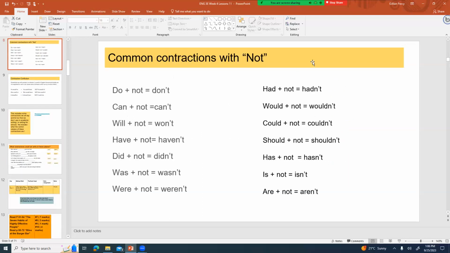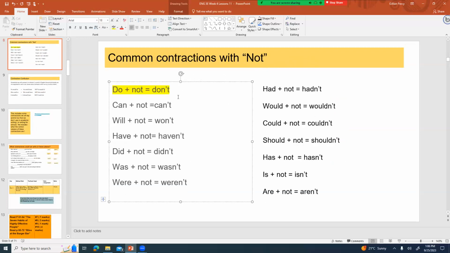All right. There's also some ones that we use with not. I feel like that's almost where you hear them more often. And there's a few ones that I find are really confusing for some people because they kind of break the rules. So that one, do plus not becomes don't. And we say it completely different. It seems like we should be saying do-n't, but we don't.